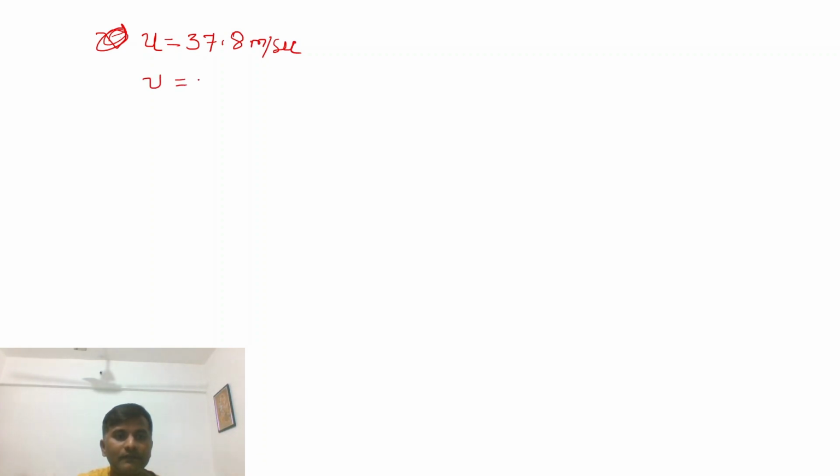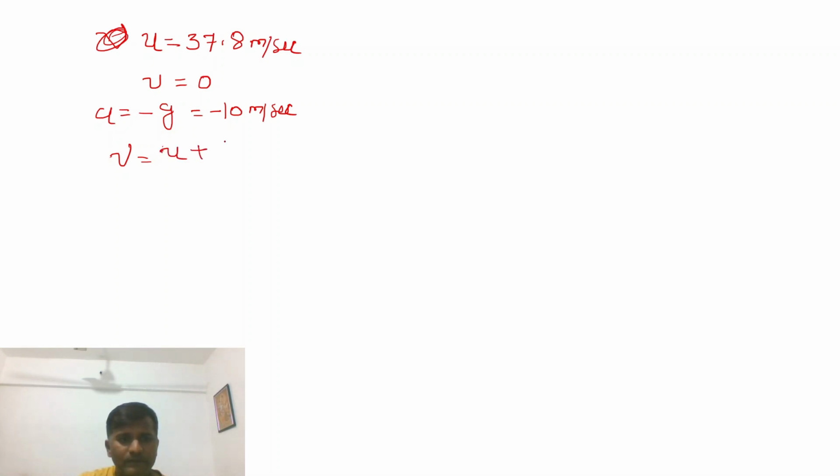Final velocity is 0. Acceleration is how much? It will be minus g, which is equal to minus 10 meter per second squared. While free fall or falling down, any stone or any ball falling onto the ground, always remember the acceleration will be negative only. Here the velocity is positive because it is going upward. So we can find out time. We have to find out time, right?